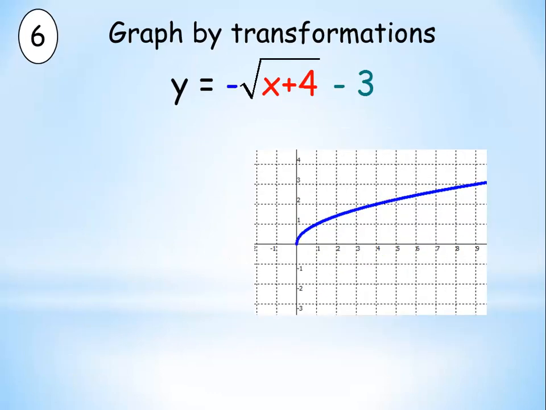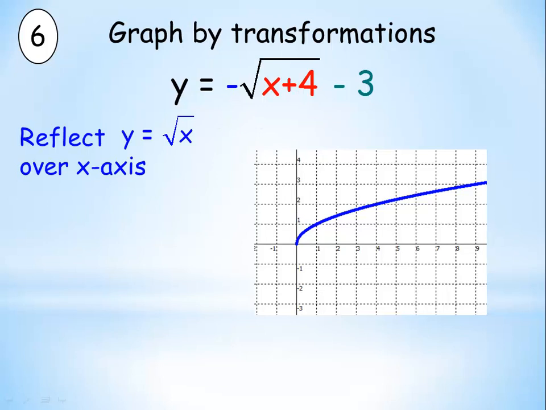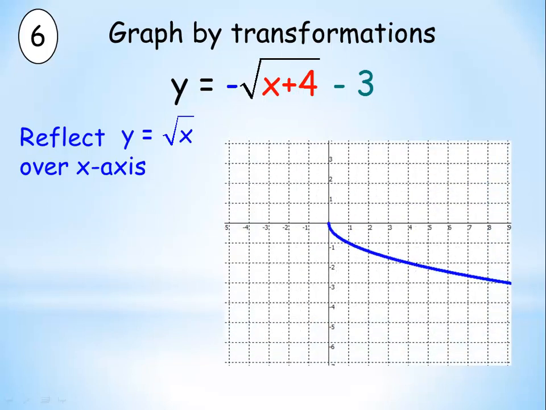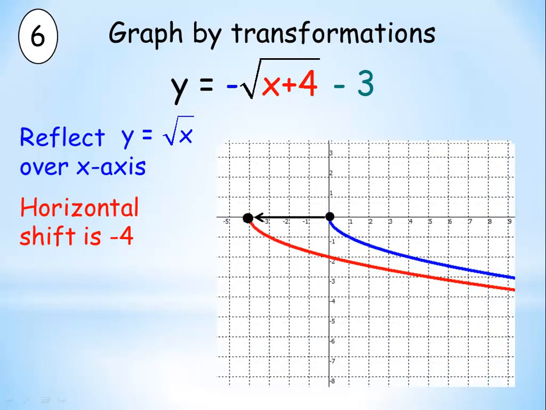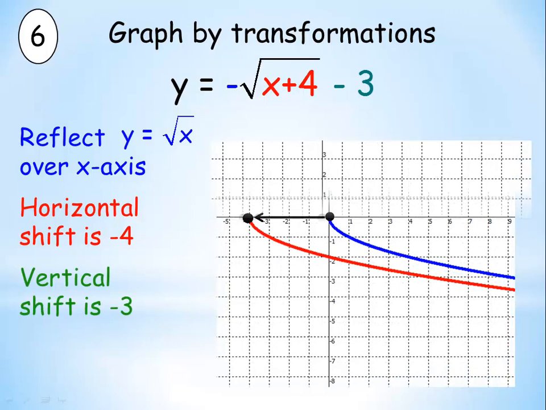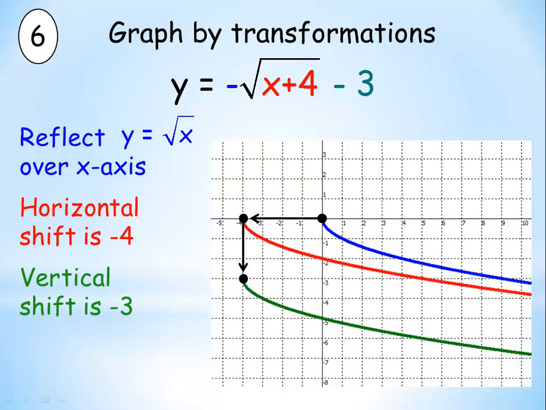And if we have a negative leading coefficient, then of course we begin by reflecting the function over the x-axis. Take care of the horizontal shift, then the vertical shift, and our new endpoint is exactly the same as the previous graph, (-4, -3).